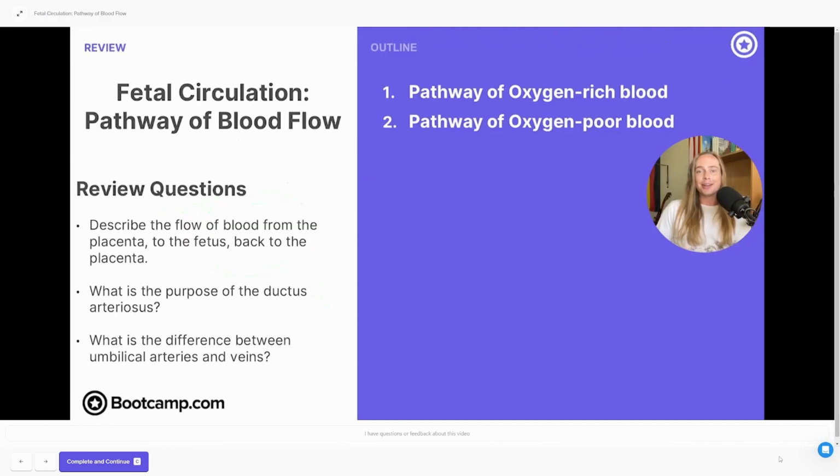Now that we've had our mini quiz, let's go ahead and do a few review questions to see what you learned today. First, describe the flow of blood from the placenta to the fetus back to the placenta. Next, what is the purpose of the ductus arteriosus? And lastly, what is the difference between umbilical arteries and umbilical veins? If you can answer these questions, you're well on your way to success.